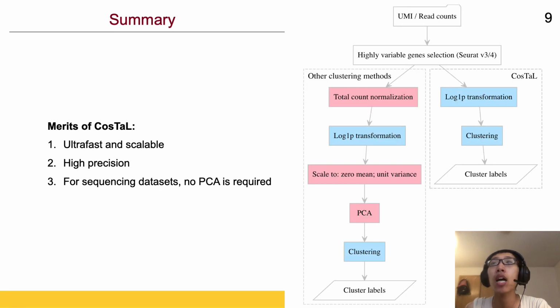And as a supplement, I provide the process of using CosTaL against the other clustering methods for analyzing the single-cell RNA-seq datasets. As you can see, CosTaL really shortens the analysis process, which generally means that it can iterate faster than the others, and this will be especially beneficial to large-scale datasets.